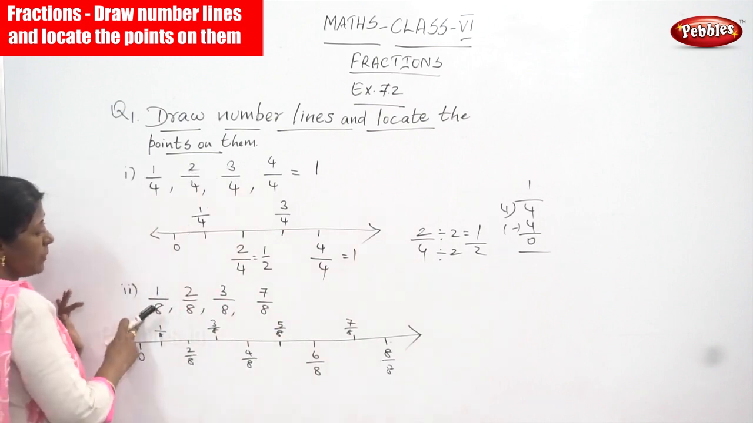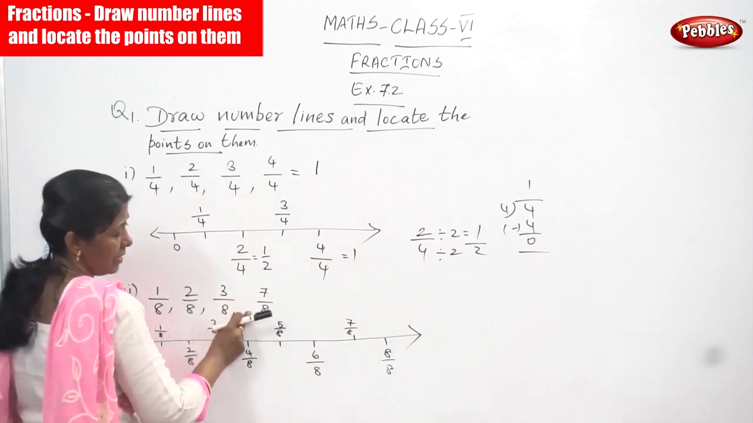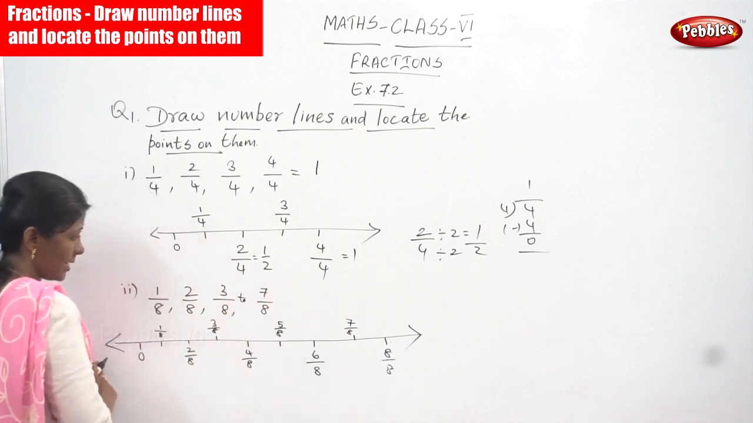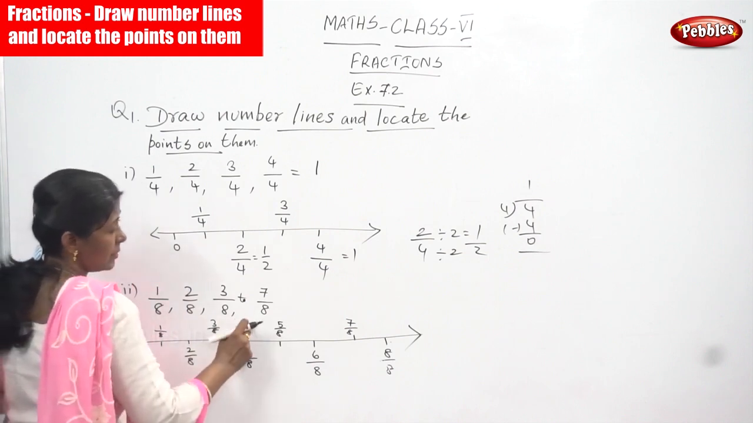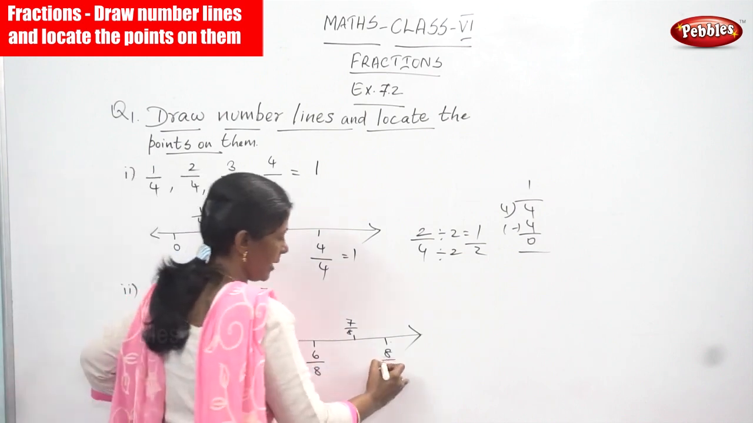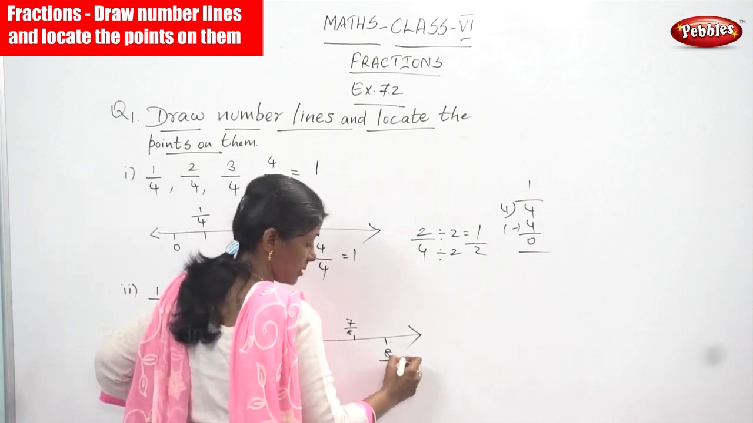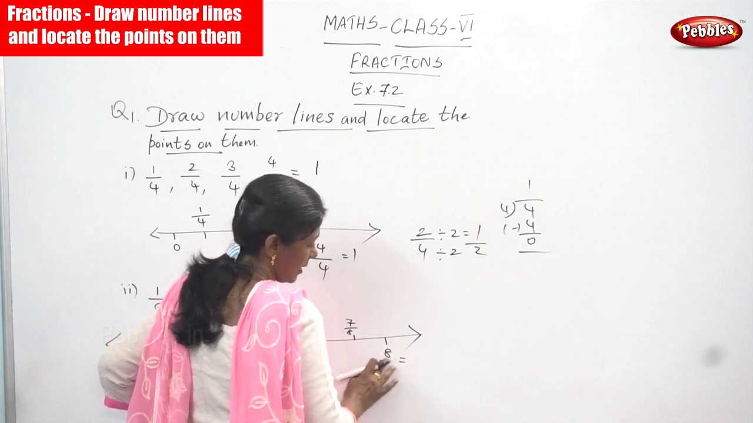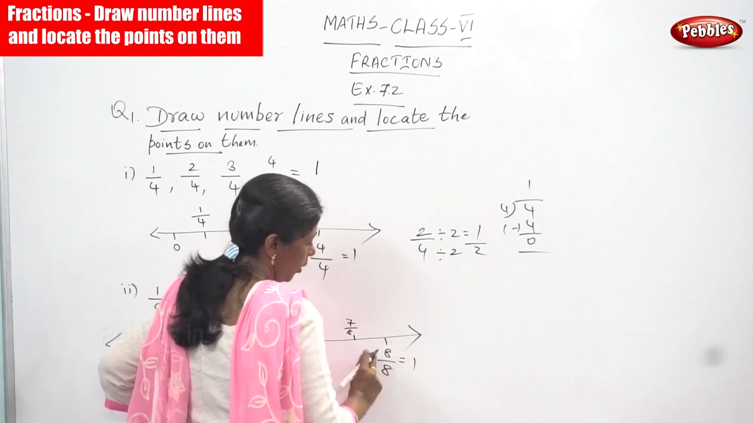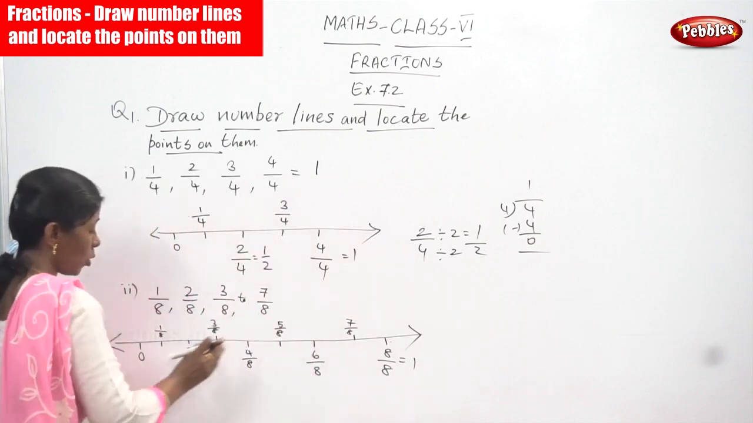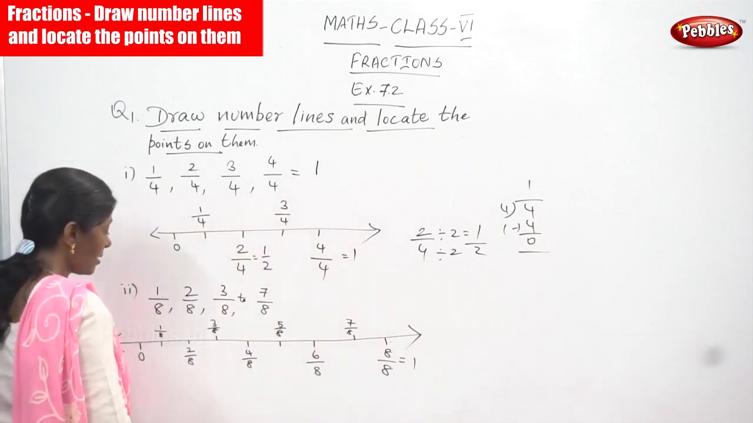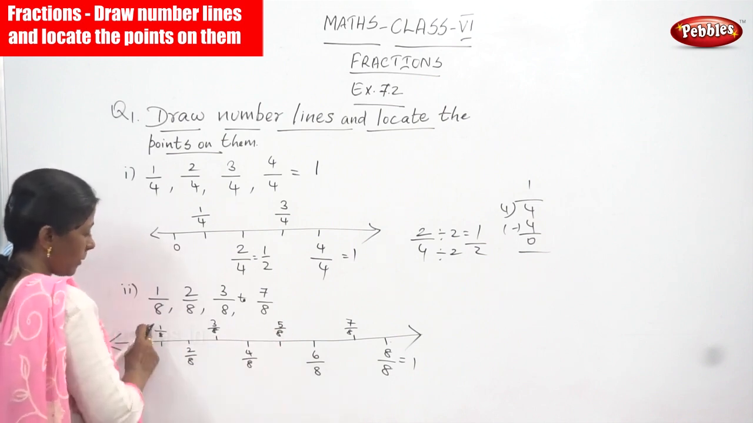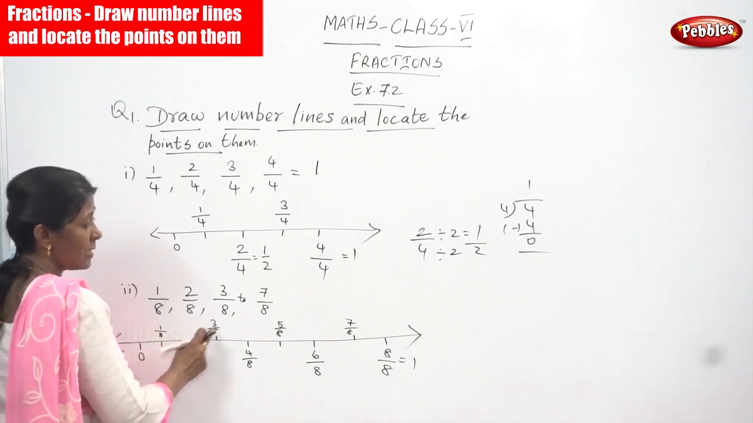Second sum, so 1 by 8, 2 by 8, 3 by 8 up to 7 by 8. So start with 0 to what? Here 7 by 8, even though I have written 8 by 8 also on the number line. So 8 by 8 means nothing but, what can you get? 1. So I marked all the points within 0 to 1. First I draw the number line, then I am going to mark the points.